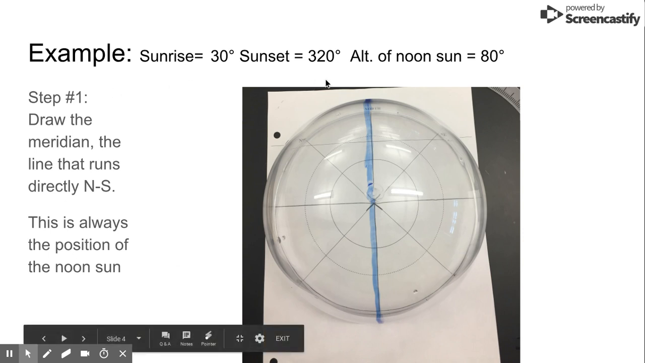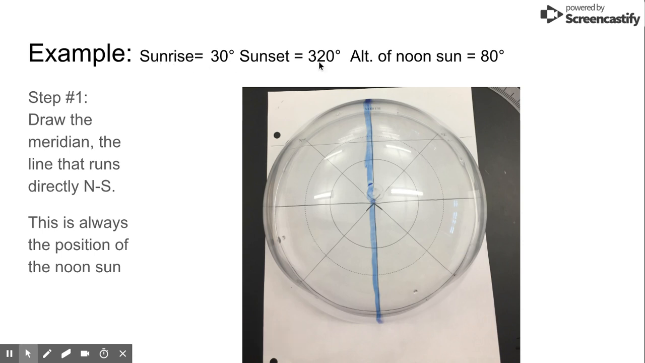The sunrise and the sunset are positions on the horizon where you're going to see the sun come up and the sun come down. The altitude of the noontime sun is a measurement above the horizon. It's basically telling you how high up in the sky the sun is going to be that day. So the first step is going to be draw the meridian. The meridian is this north-south line that runs directly over your globe, and this will be the position of your noontime sun.